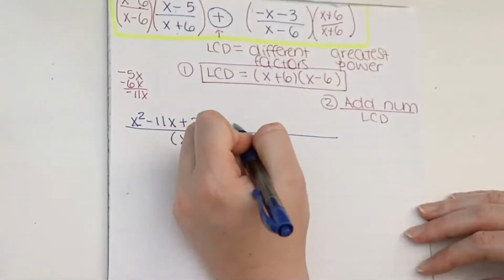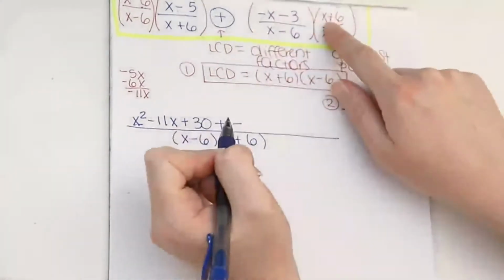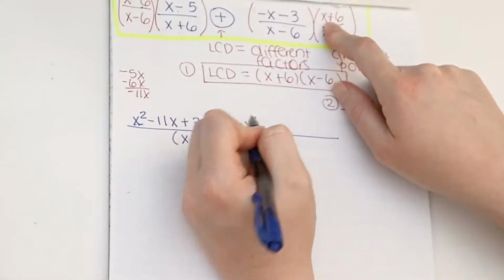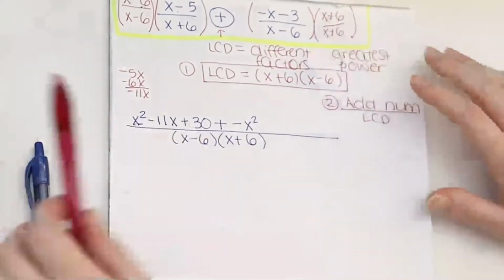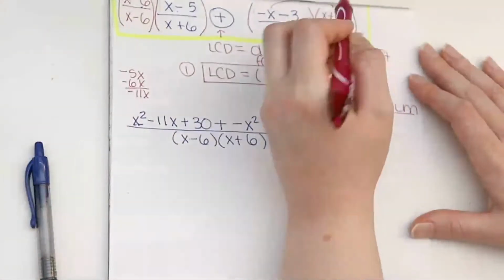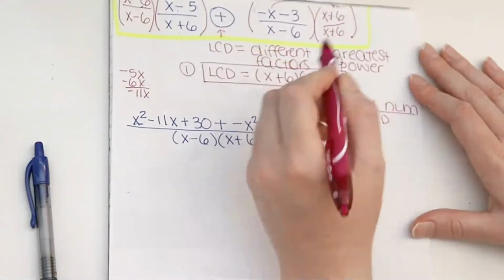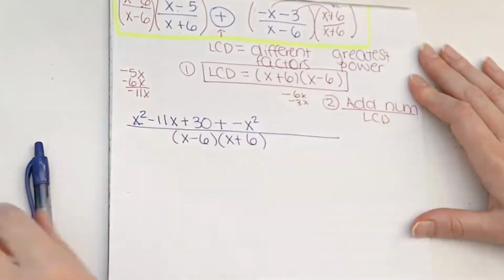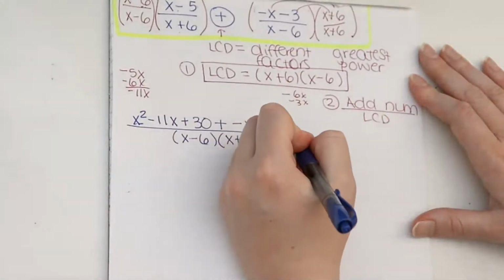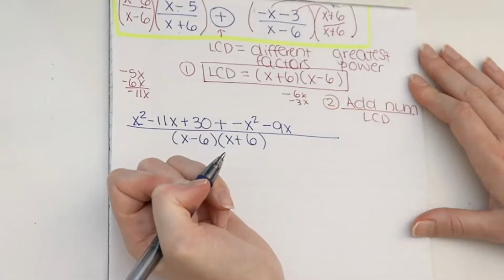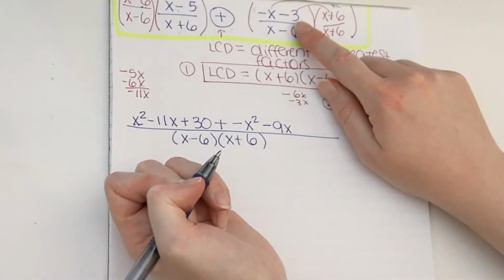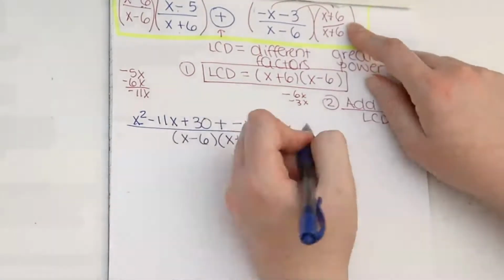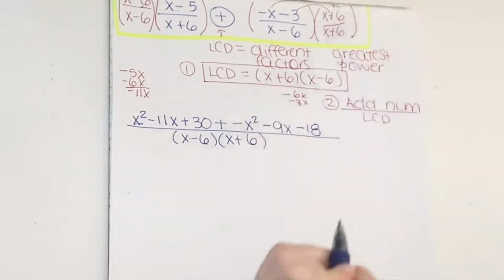So we'll have negative x times x gives us a negative x squared. And then the outer will become a negative 6x, and then the inner will become a negative 3x. So that will give us negative 9x. And then the last two multiplied together, you have a negative 3 times a 6. So that gives us a negative 18.